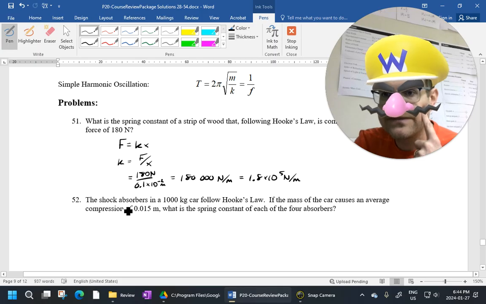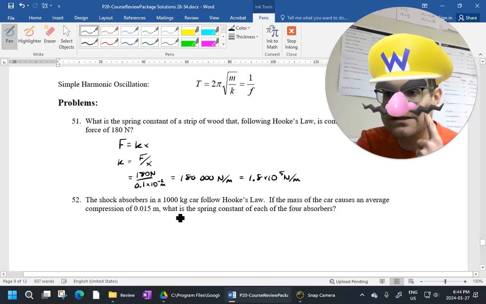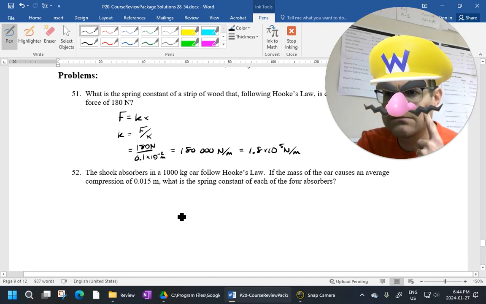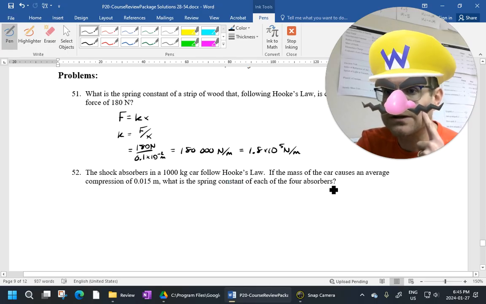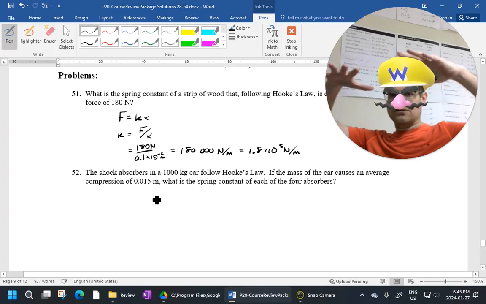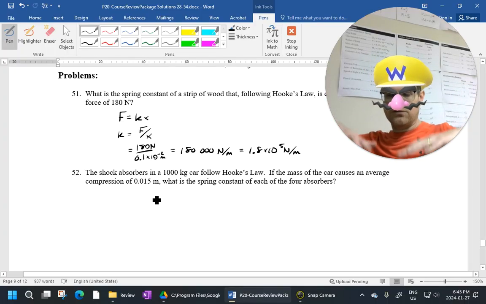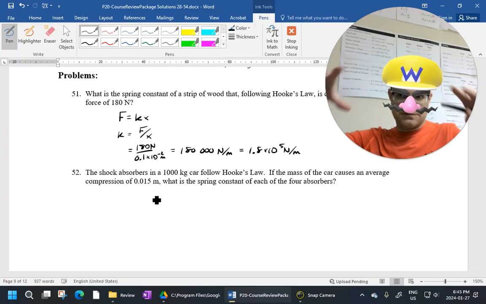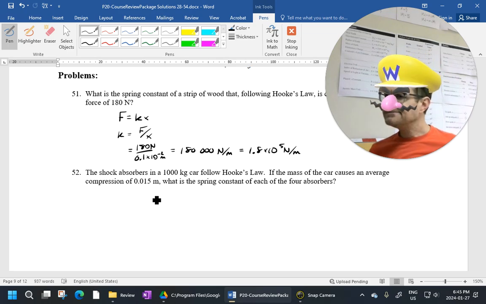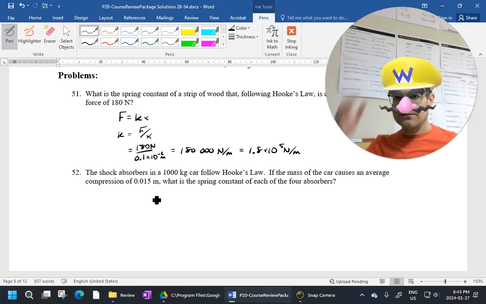Shock absorbers follow Hooke's law. If the mass of the car causes an average compression of this, what is the spring constant on each of the 4 absorbers? I'm assuming maybe all this is distributed evenly between all 4, so we're going to have to divide the mass between all 4 tires. Yeah, let's do spring constant for each of them.